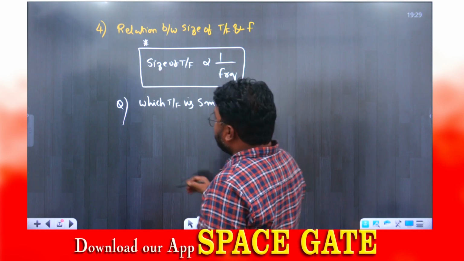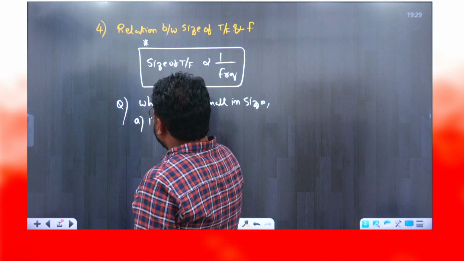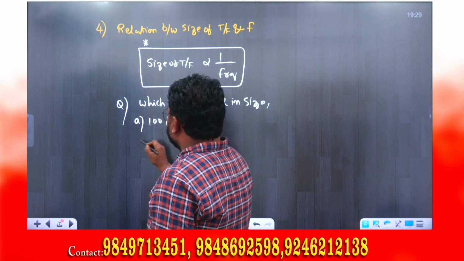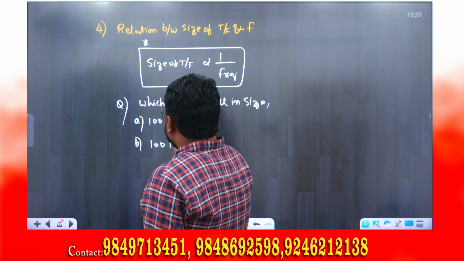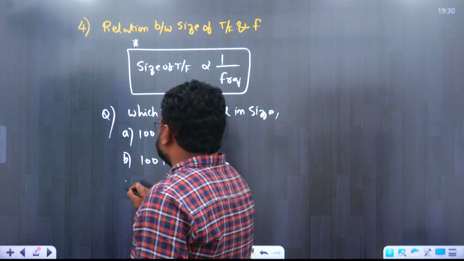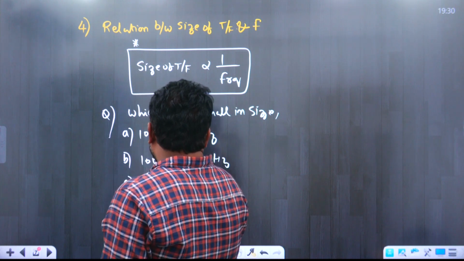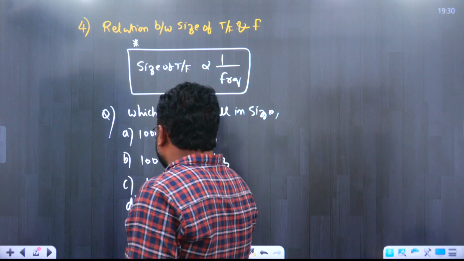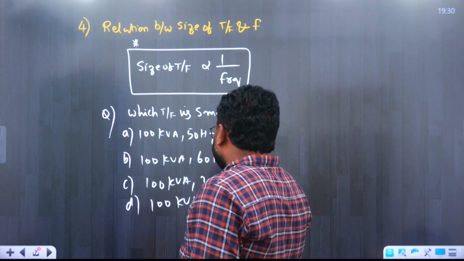So options are given like this. Suppose option A is a 100 kVA, 50 Hz transformer, option B is a 100 kVA, 60 Hz transformer, option C is a 100 kVA, 30 Hz transformer, and option D is a 100 kVA, 40 Hz transformer.